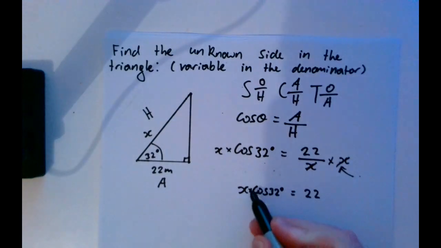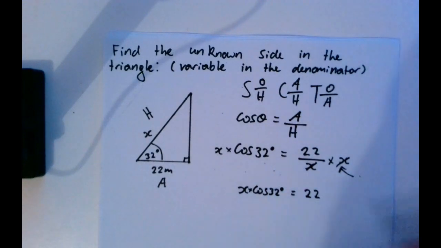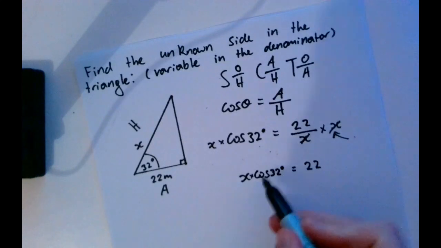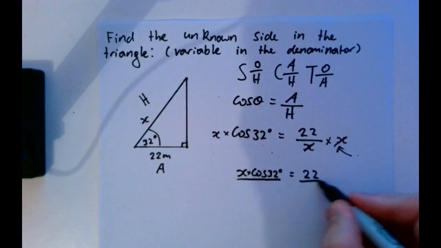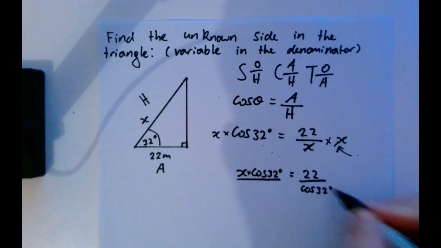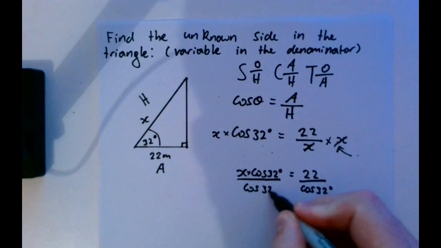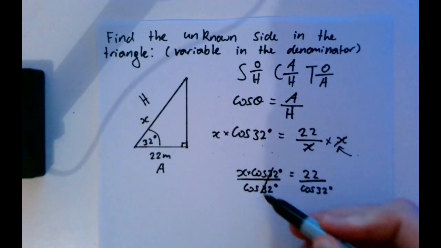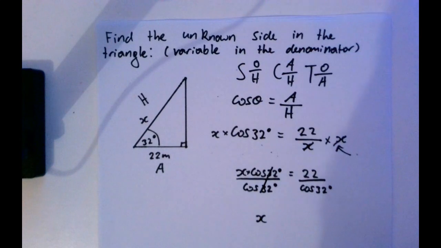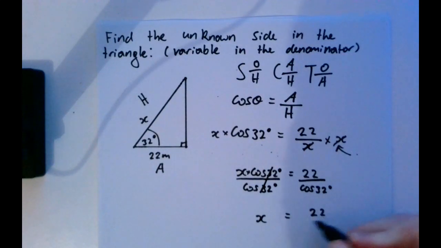Now I'm being very careful with writing the x and the times sign because it can get a little bit tricky if your handwriting isn't neat. Now, just like solving an equation, we need to get this x by itself. In between the x and the cos of 32 degrees is a times, so we do the opposite. We divide both sides by cos of 32 degrees. And all that does is it allows us to cancel out the cos on this side and leave us with just x on the left hand side is equal to 22 over cos 32 degrees.